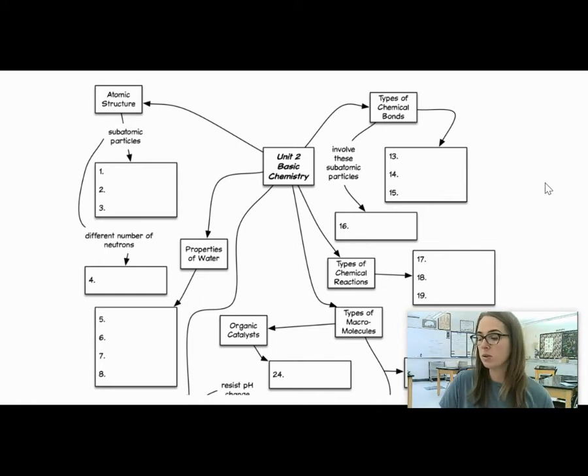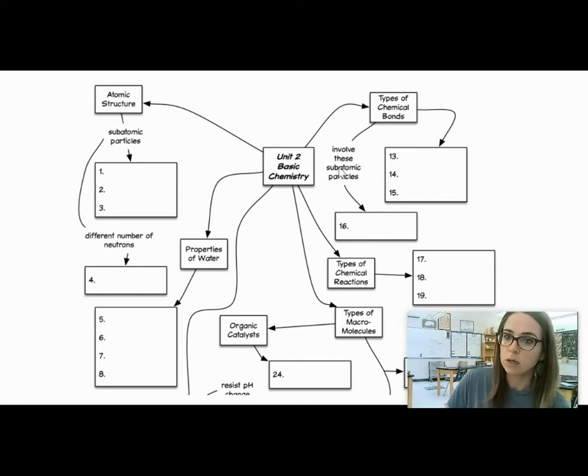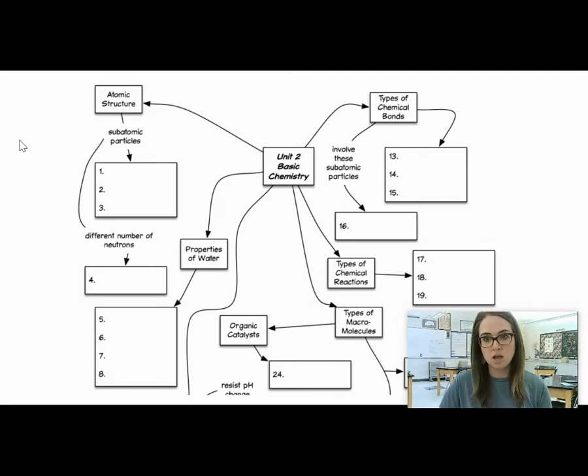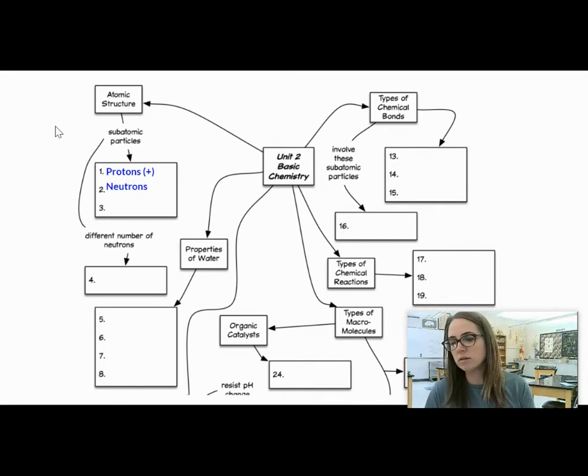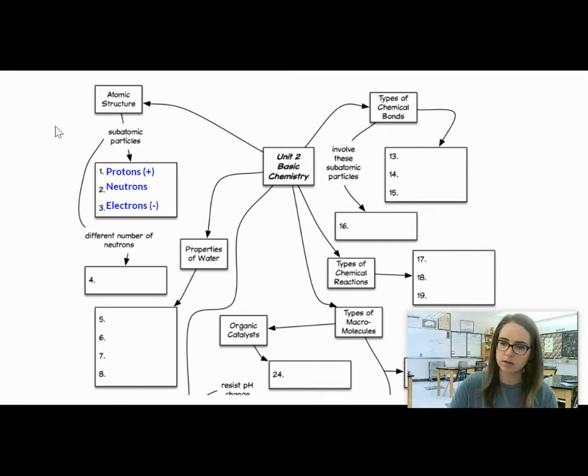All right, this is what we would do in class right before. So Unit 2, basic chemistry. We first talked about the atomic structure and our subatomic particles. You all know this. These are the protons, positively charged, neutrons that are neutral, and electrons that are negatively charged. The two particles that you find in the nucleus are your protons and neutrons.